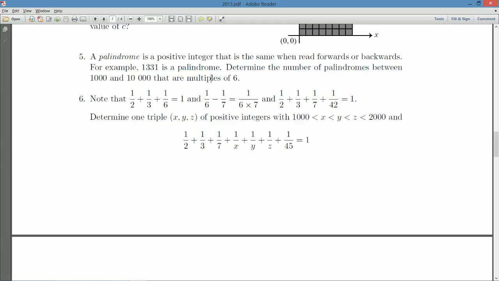3 of them beginning with 2, 3 of them beginning with 4, 4 of them beginning with 6, and 3 of them beginning with 8. So that's our list. Nice, clean, neat question.